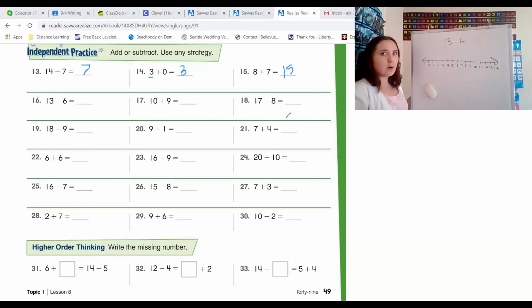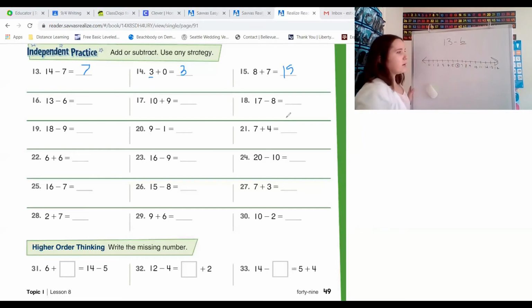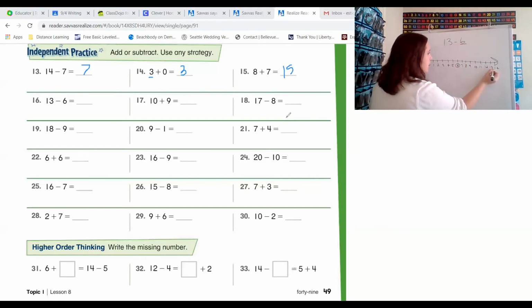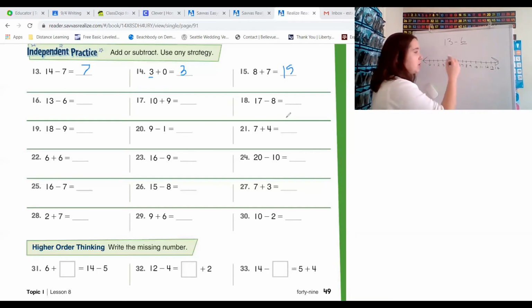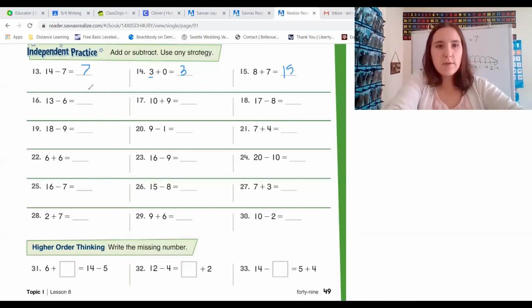Okay, so I'm going to count on. I'm going to start at my smaller number, and I'm going to count until I land on 13, and then I'm going to stop. So I'm going to count my jumps. 1, 2, 3, 4, 5, 6, 7. Okay, I have to stop. I made 7 jumps, so my answer is 7. Remember, when you're counting on to do subtraction, you have to count the jumps. So I got 7 for number 16. Did you get the same answer? Good job.